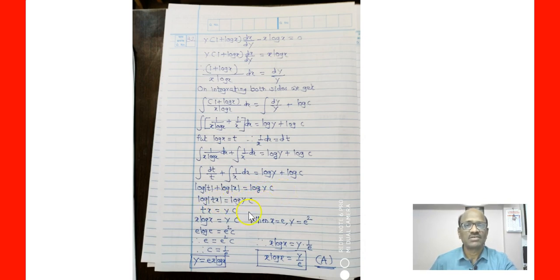Take the antilog on both sides, then you will get t x is equal to yc. Substituting the value of t, that is log x, we get x log x is equal to yc. When x is equal to e and y is equal to e square, substitute the values, then you will get the value of c as 1 upon e. Substitute, then you will get y is equal to e x log of x, and hence option A is the correct one. Now here you have to solve the examples very fast, then you will get the answer.